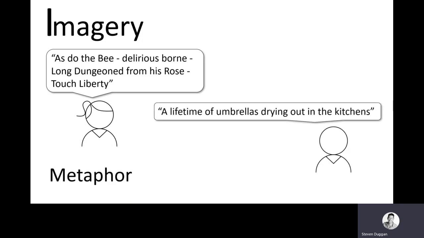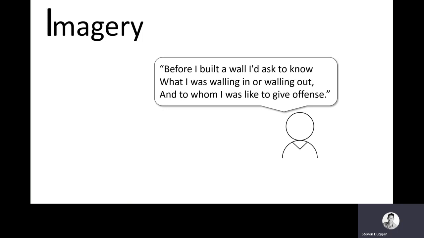Another example of this is from Paul Durkin's Six Nuns Dying Convent Inferno. He describes a lifetime of umbrellas drying out in the kitchen. It's a way of communicating what life was like for those nuns in this very traditional way of life. In fact, a way of life which involves stepping away from life. And the umbrellas drying in the kitchen is a metaphor to help convey that.